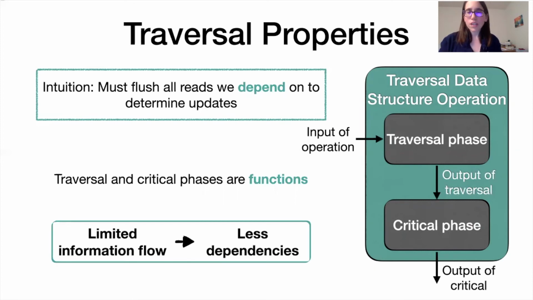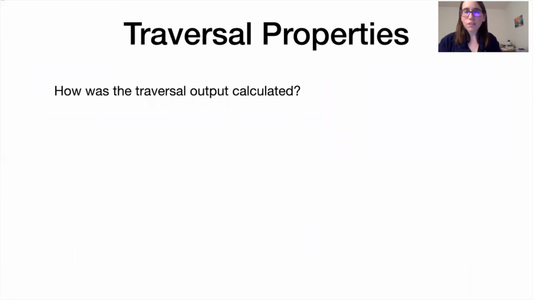And this is really nice because now we can very clearly and formally argue about what the critical phase could depend on from the traversal. It's only the parts that were output, which is great. However, we still have to think about how the output was calculated.